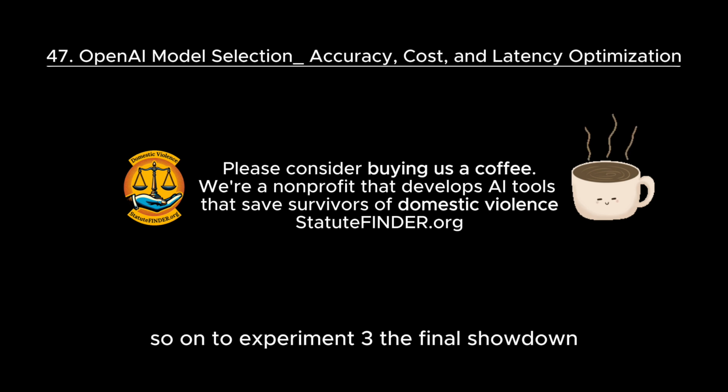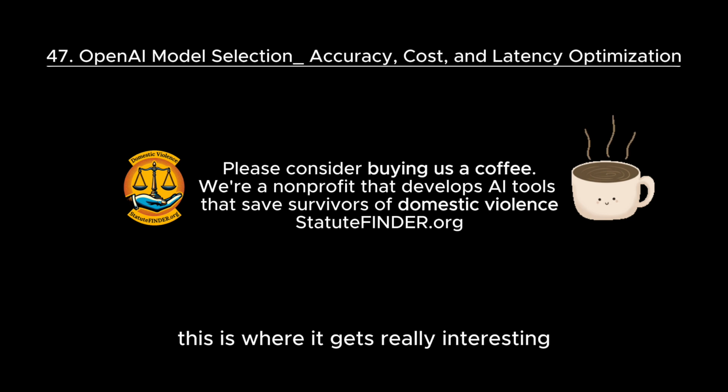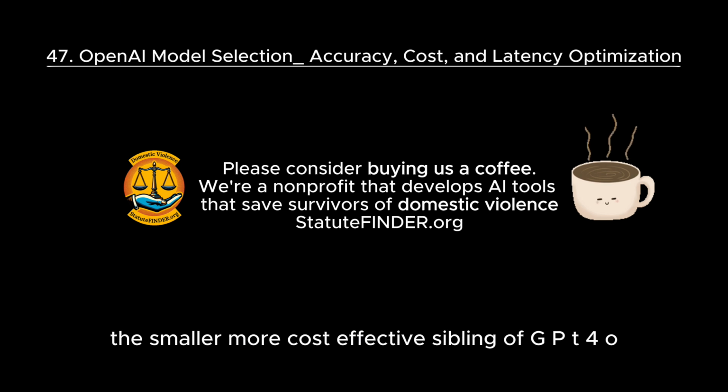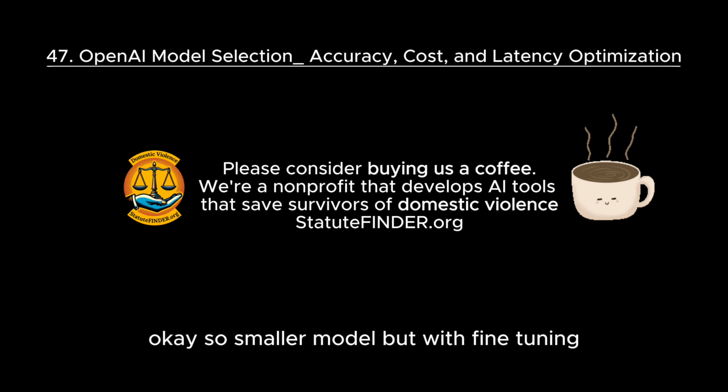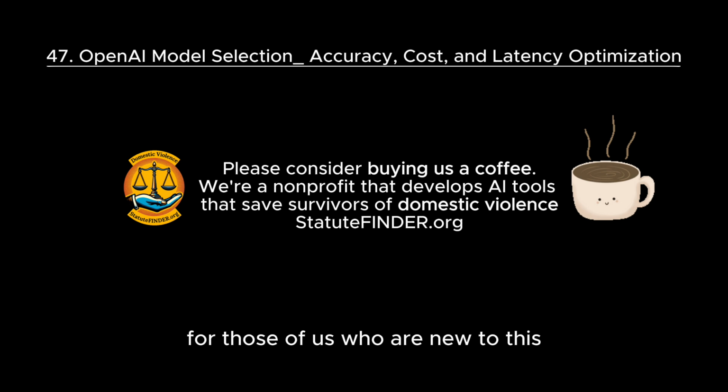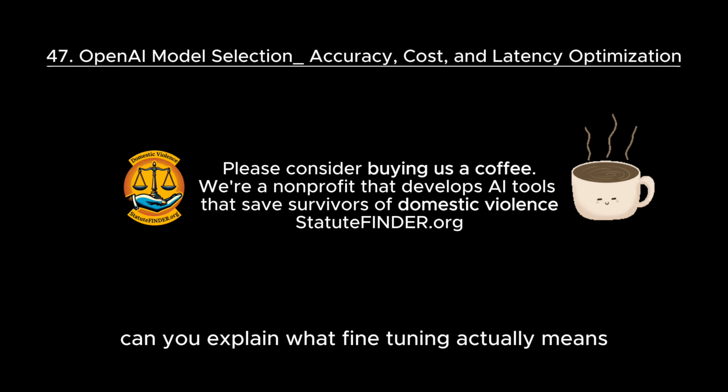Yeah. So on to experiment 3, the final showdown. What did they try this time? This is where it gets really interesting. They decided to use a fine-tuned model, but this time with GPT-4 Mini, the smaller, more cost-effective sibling of GPT-4o. Okay, so smaller model, but with fine-tuning. For those of us who are new to this, can you explain what fine-tuning actually means?